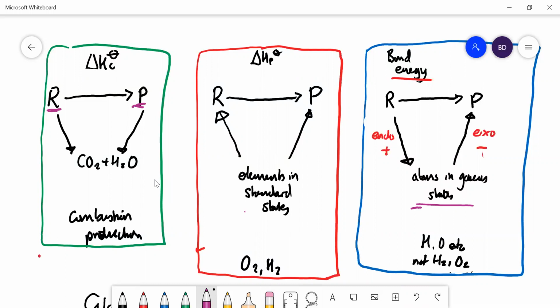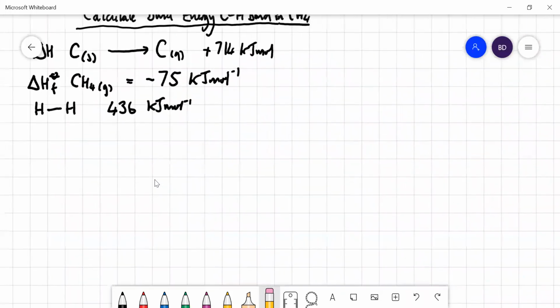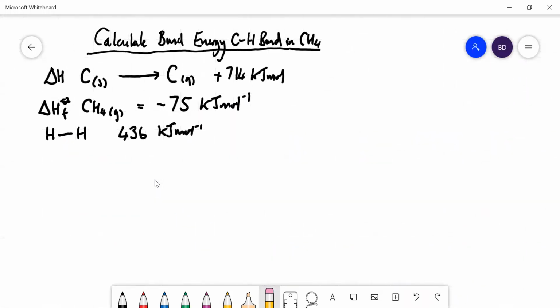So you look at the data you're given and you decide which energy cycle to use. And that's the hardest thing, deciding, really. Once you've got your energy cycle, then it's just putting numbers in, which is easy as long as you don't make a mistake. Right, now occasionally they'll give you a tricky one where it's not obvious what to do. Let's have a look at this one.